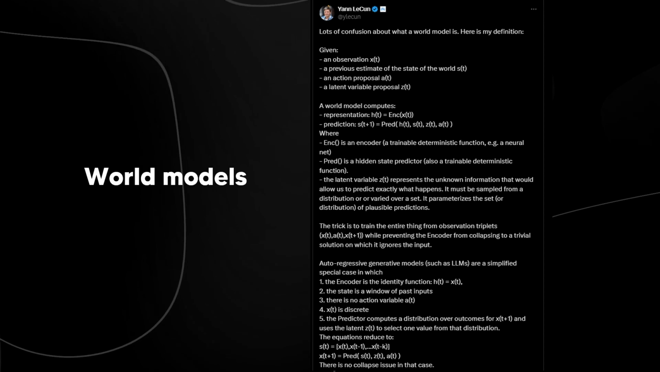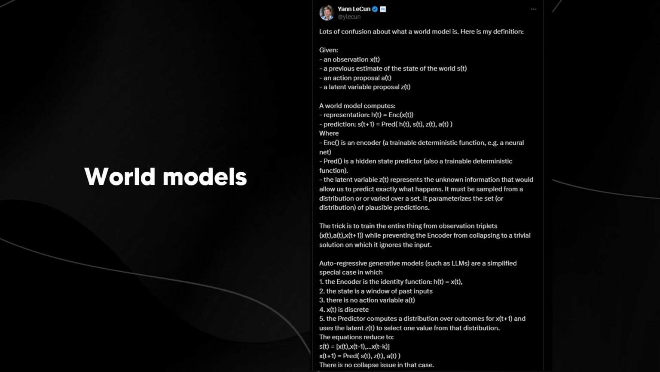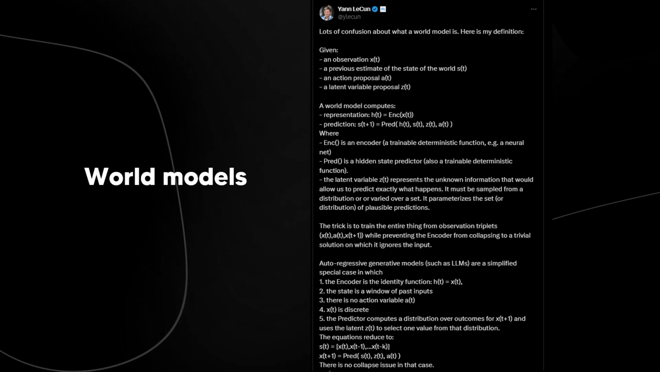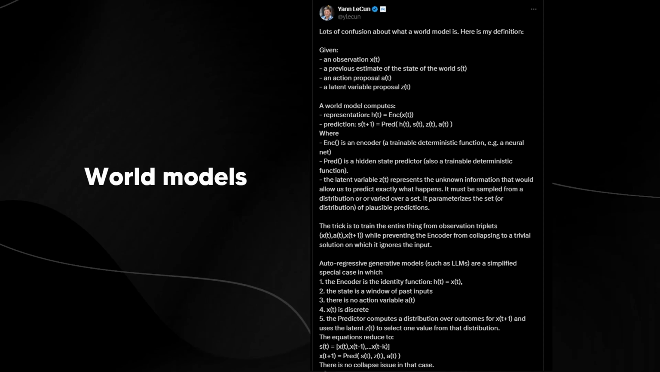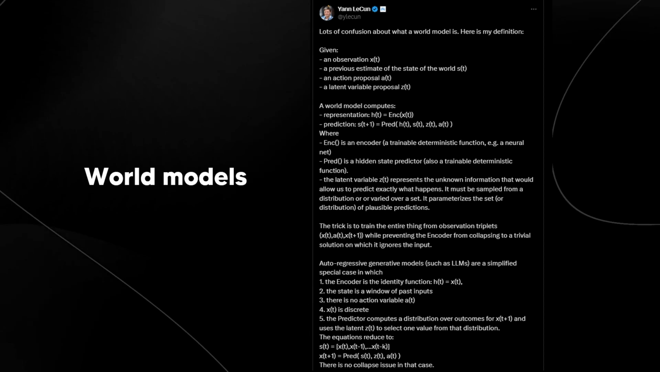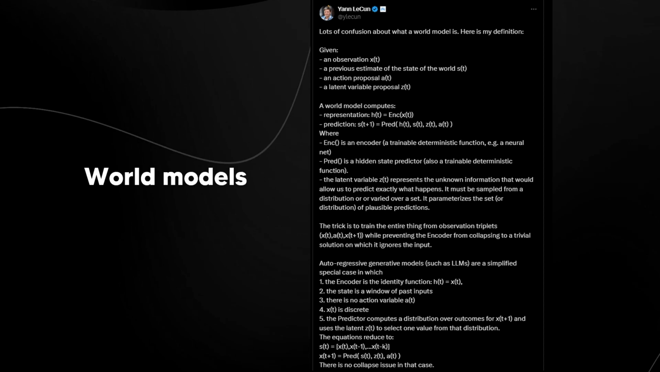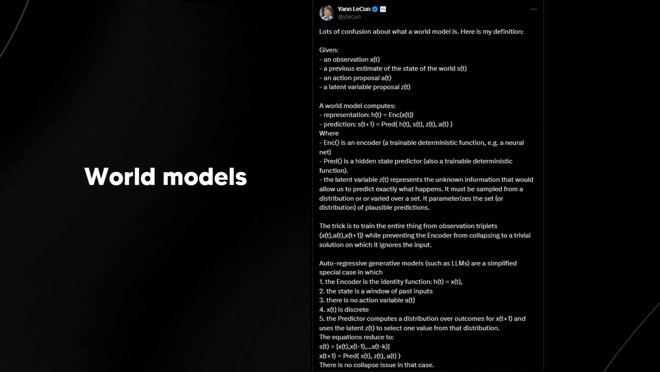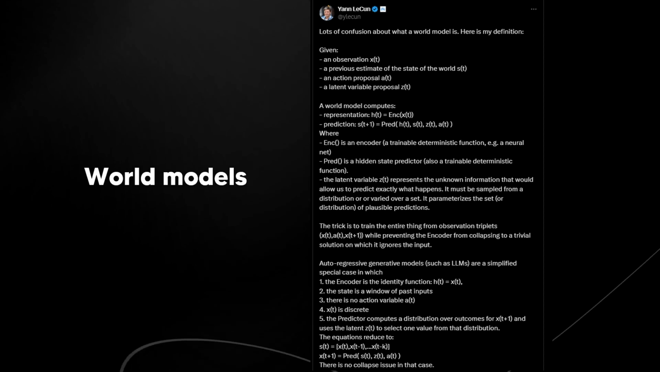So an instruction like move left or jump. And of course, there's the unknown factor. This is where things get crazy, because it's a bit of random information representing things that AI can't perfectly predict, like whether a coin toss will be heads or tails, and the world model will use all of this to do one important thing, and that is to predict what happens next.